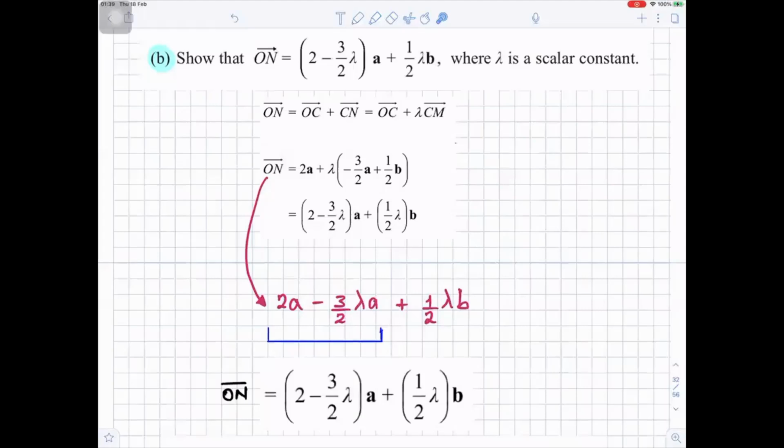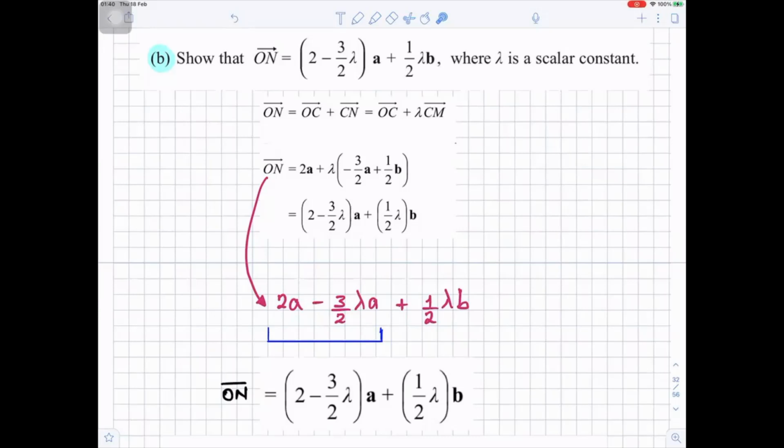For part B, show that ON is 2 minus 3 over 2 lambda A plus a half lambda B, where lambda is a scalar constant. So we want to find ON, which is OC plus CN, so OC plus lambda CM. We know CM is minus 3 over 2 A plus half B, and we know OC is 2A.